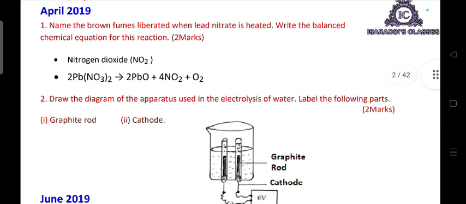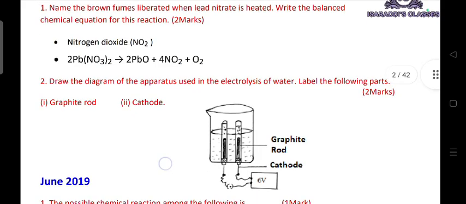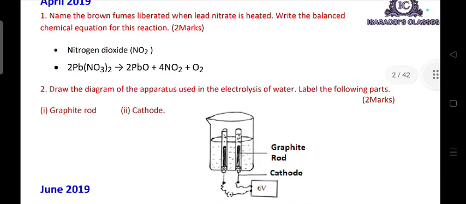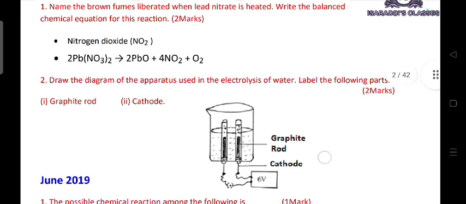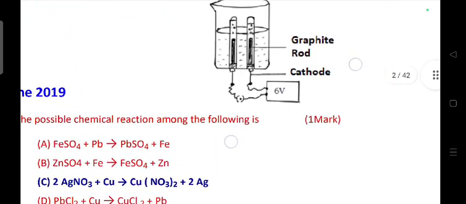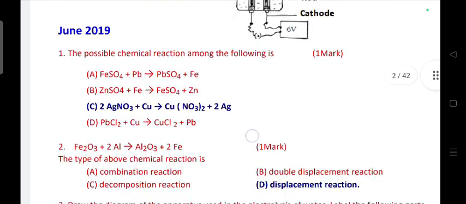Then in April 2019, another question, a total of 4 marks will come from this chapter. Draw the diagram of the apparatus used in the electrolysis of water. Label the following parts: graphite rod and cathode. So this is the diagram. This carries 2 marks. Next come to June 2019.